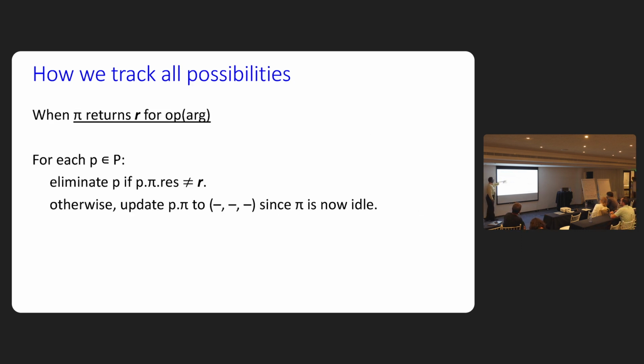So for each possibility P, when you return a response R that is not in the possibility's response field for that process, then that possibility is eliminated, it's dropped from the P set. As a result of which, P can potentially become empty.